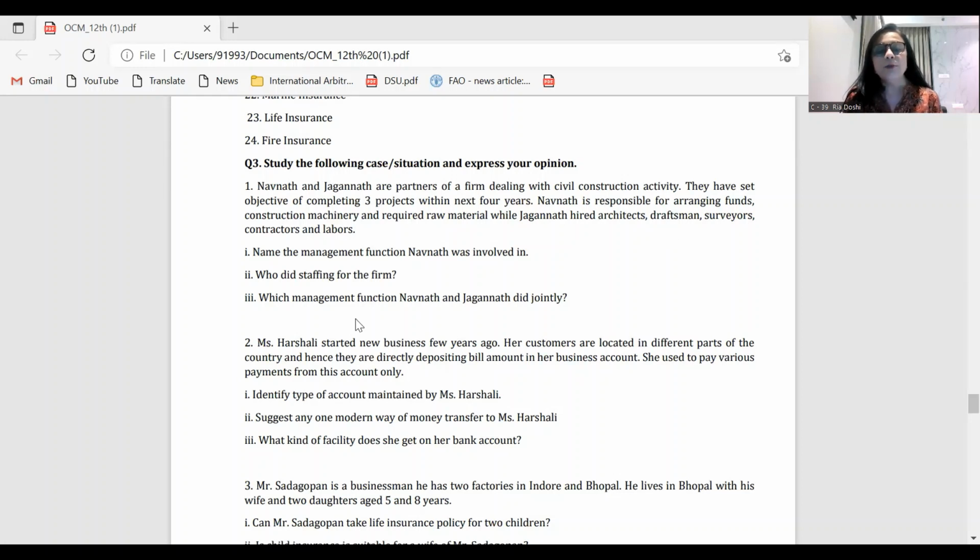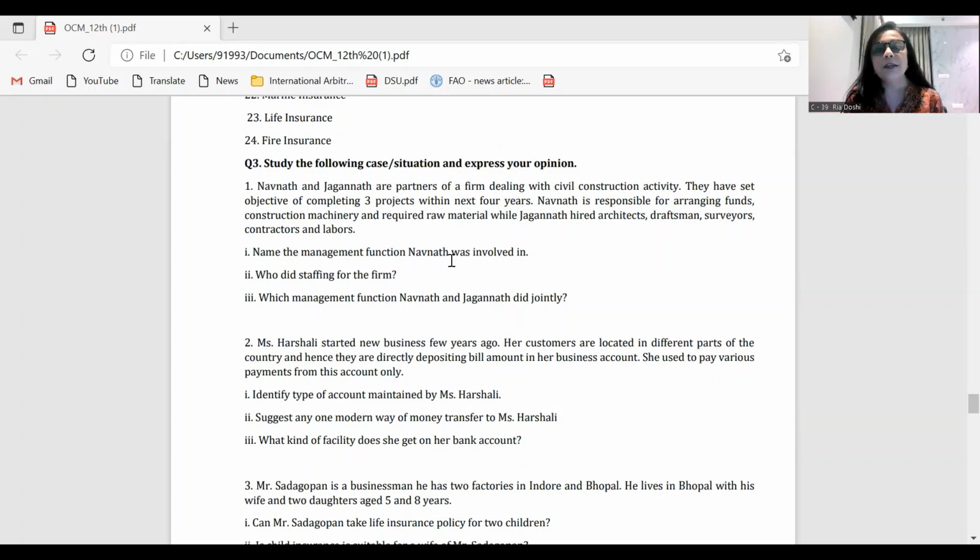Next, which management function is performed by both Navnath and Jagannath jointly? So once again we say Mr. Navnath and Jagannath have performed the planning function. Once again I repeat, whatever is the key word in the whole answer.